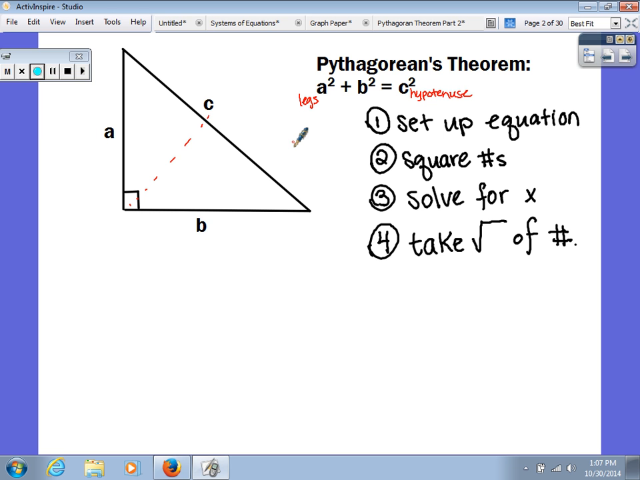So here are your 4 steps. The first step, set up your equation. Second, square the numbers. Third, solve for x. Fourth, take the square root of the number.